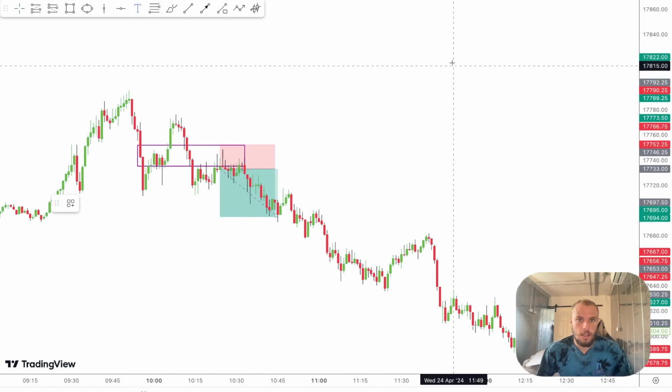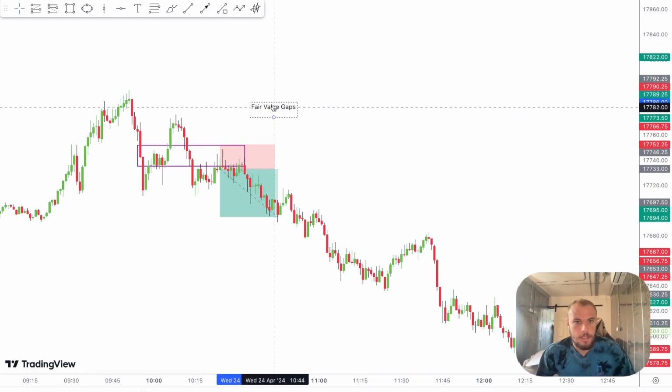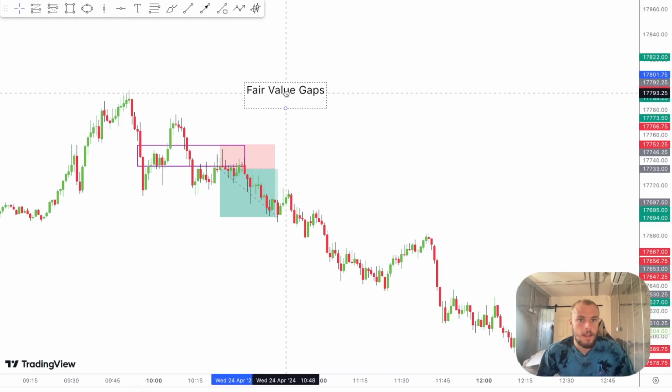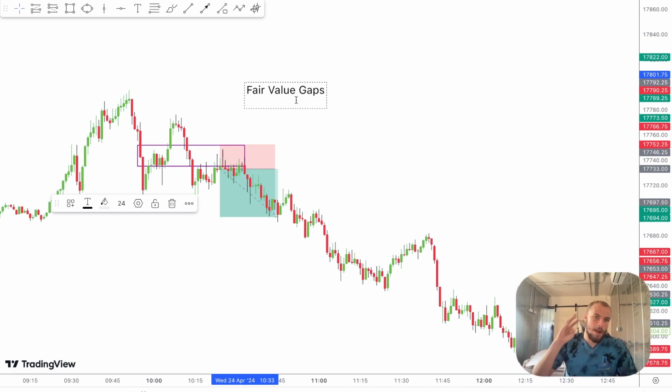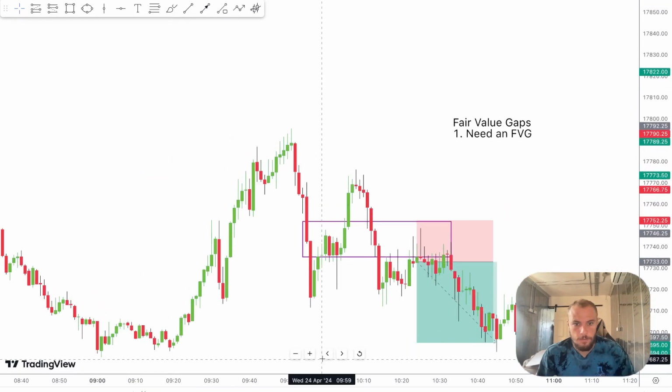So what we're going to be talking about today is something that you all have probably heard about before called fair value gaps, okay? And we're not going to be reinventing the wheel or anything like that. We're simply going to be playing these fair value gaps, okay? Now, there's basically 3 steps here. Step 1 is we need an FVG, okay? And so if you're not sure what an FVG is, I'm going to show you right here.